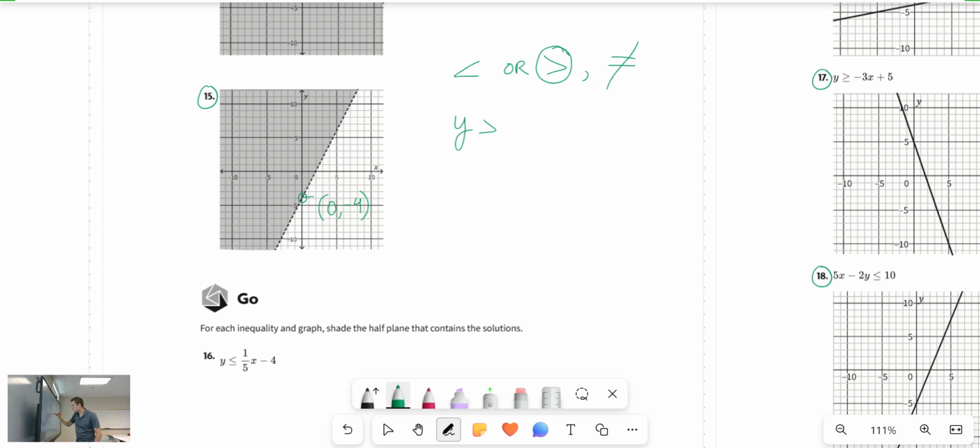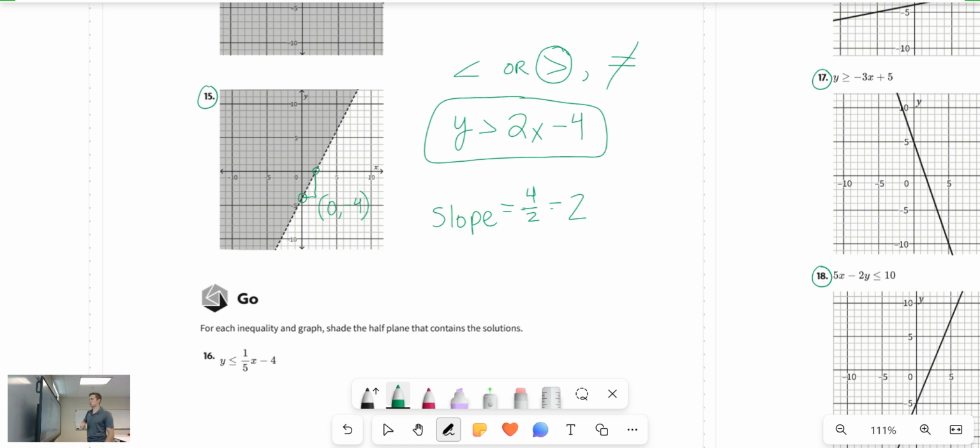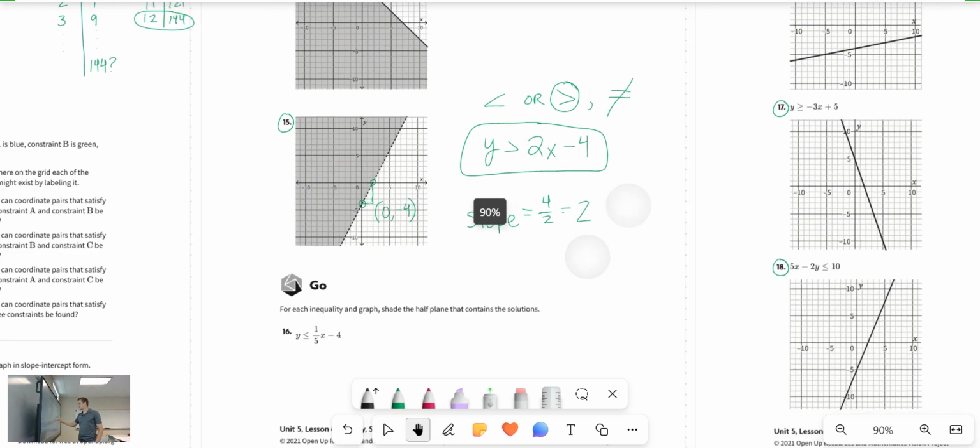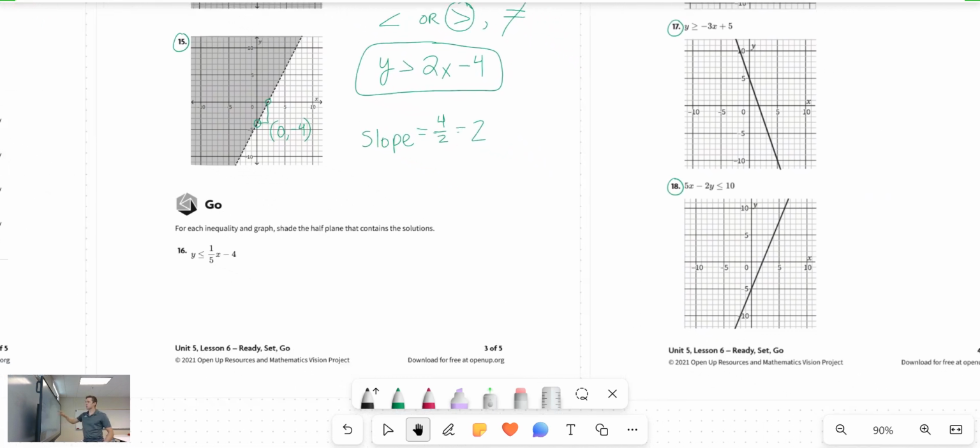It looks like we can go over 2 and up 4, and that looks like another point. So our slope is up 4 over 2, or 4 divided by 2, which is equal to 2. And our intercept is 0 comma negative 4. So we'd write the inequality as y is greater than 2x minus 4. I believe that is the proper inequality which describes the shaded region on the plane. So that's going to be our inequality for number 15.